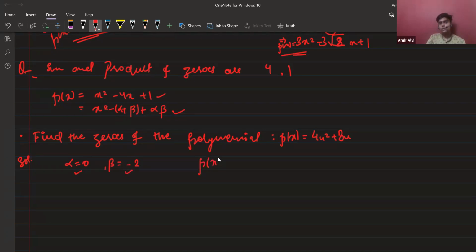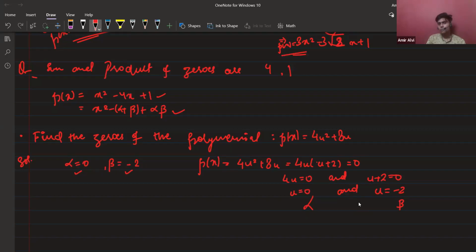What you have to do is, in 4u square plus 8u, take 4u as common. Then u plus 2 will be left, and equate it to 0. 4u is equal to 0 and u plus 2 is equal to 0. Yes or no? u is equal to 0 and u is equal to -2. Suppose this is alpha and this is beta. Is that clear to all of you? Okay, very good.